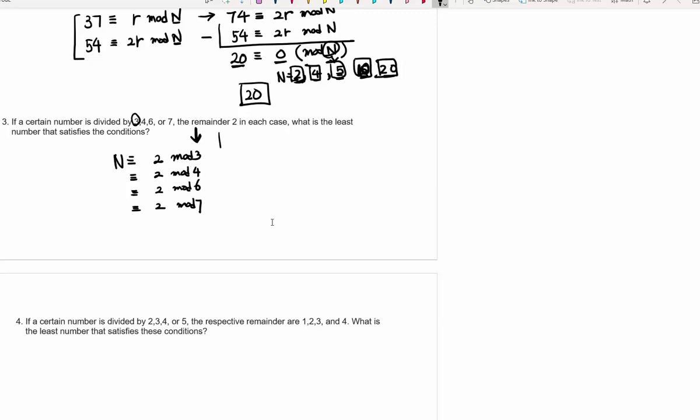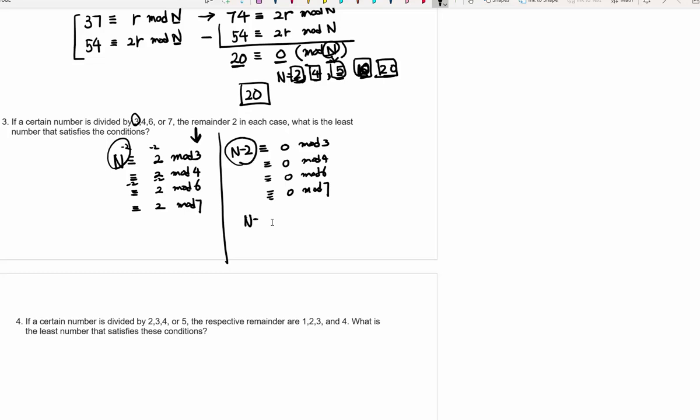Maybe you can use some subtraction. You can minus 2 from each. So n minus 2 is congruent to 0 mod 3, 0 mod 4, 0 mod 6 and 0 mod 7, the same value of n. So what that means is that n minus 2, when divided by 3, has remainder 0, so this number is a multiple of 3, 4, 6 and 7.